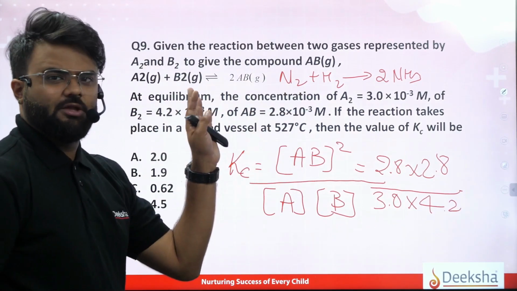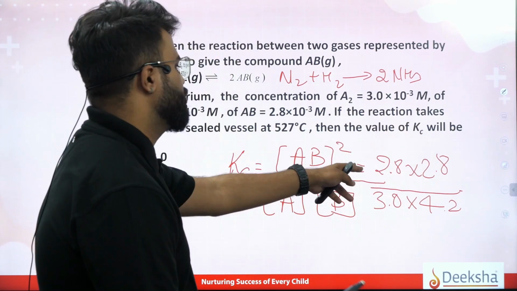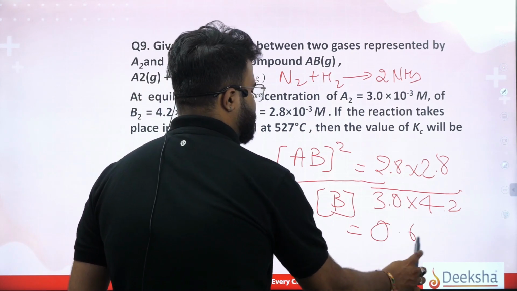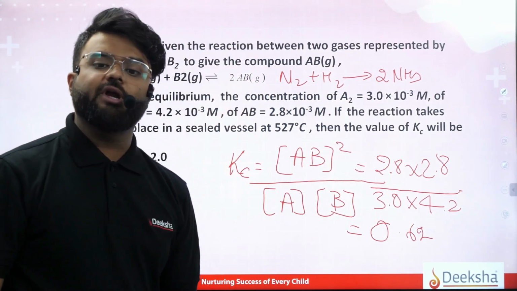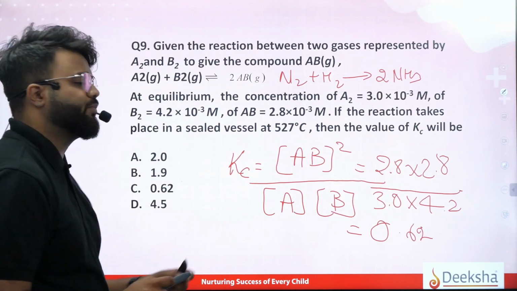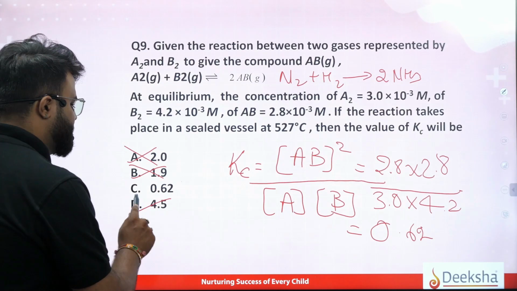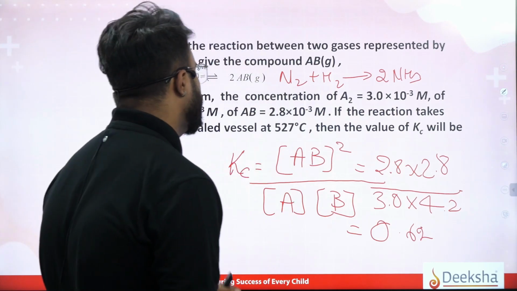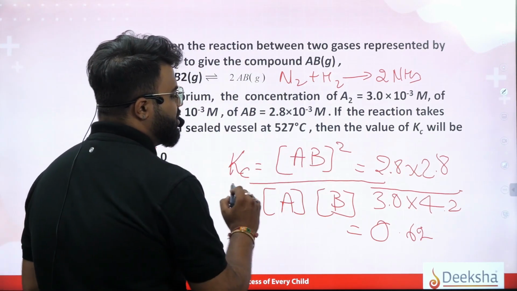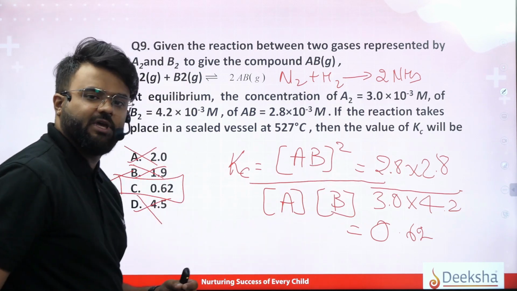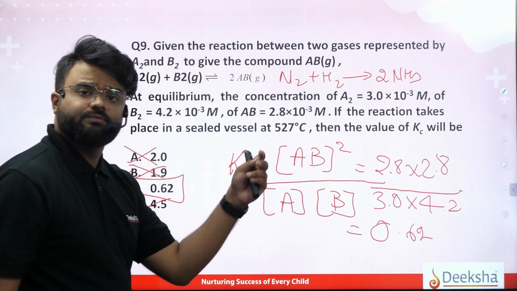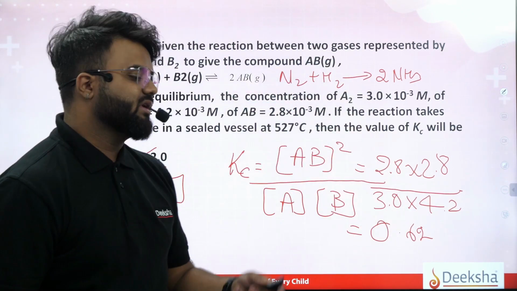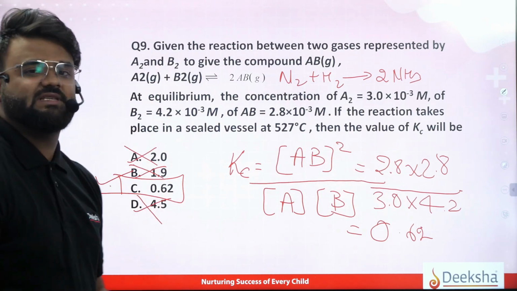Don't take the powers of 10. So just write 2.8 into 2.8 divided by 3.0 into 4.2. Your answer will be 0.62. A is not there, B is not there, so the answer is option C. When we substitute Kc is equal to AB squared concentration divided by A concentration into B concentration, and multiply and divide the given values, you will get the answer. Clear? So for question number 9, option C is your right answer.